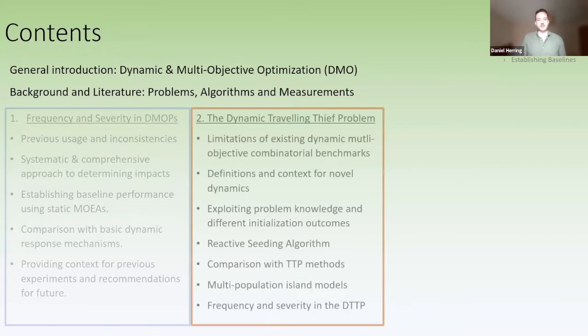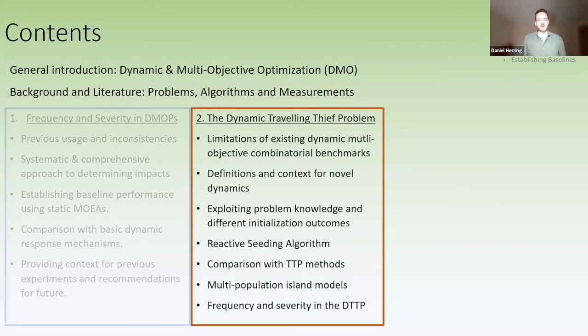Secondly, to address the limited availability of multi-objective combinatorial benchmark problems that contain realistic dynamic characteristics, a number of contextually justified definitions for the dynamic bi-objective traveling thief problem are given. Suggestions for effectively finding good solutions using an exploitation of the problem knowledge and a comparison with established heuristics for the static problem are given to provide a meaningful performance basis for these instances.